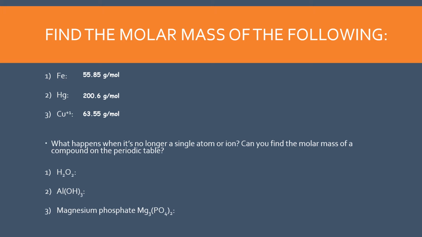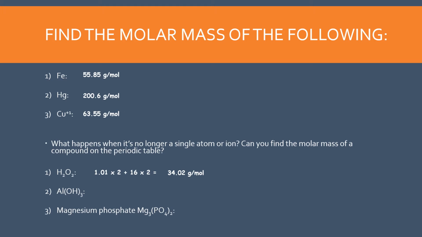Now for the bottom half here, we have compounds. So you're going to have to add them all up. So you have H2O2. That means you have two hydrogens and two oxygens. So what I have is 1.01, which is the molar mass of hydrogen, multiplied by 2, plus 16, the molar mass of oxygen, times 2. And you get a total of 34.02 grams per mole.